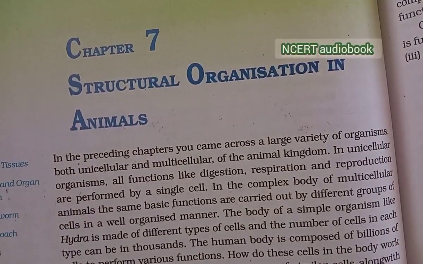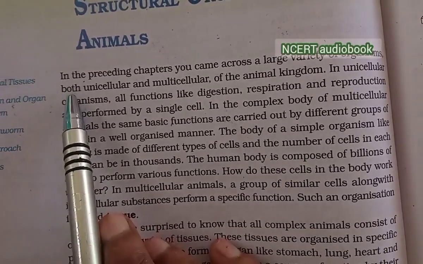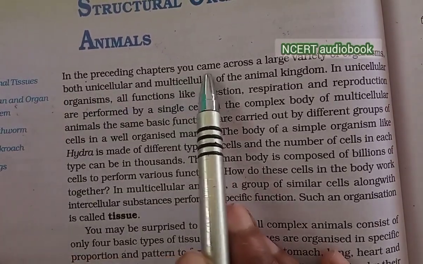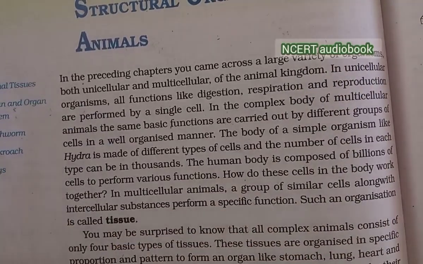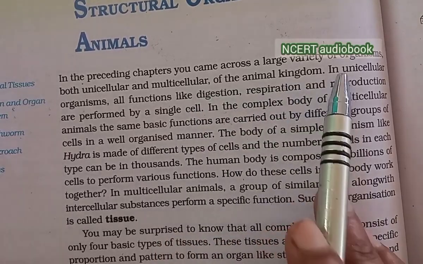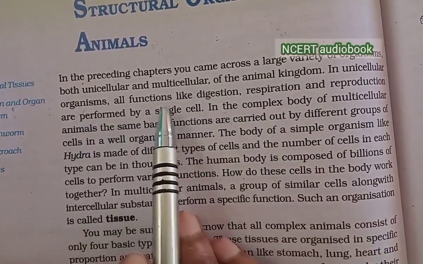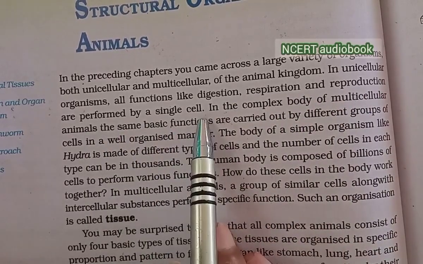Today we are going to start with class 11th lesson number 7, structural organization in animals. So let's start. In the preceding chapter, you came across a large variety of organisms, both unicellular and multicellular, of the animal kingdom. In unicellular organisms, all functions like digestion, respiration and reproduction are performed by a single cell.